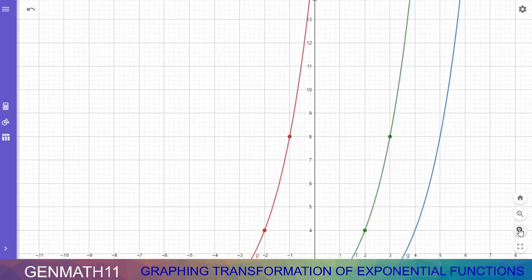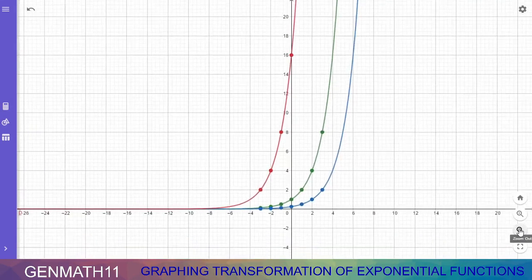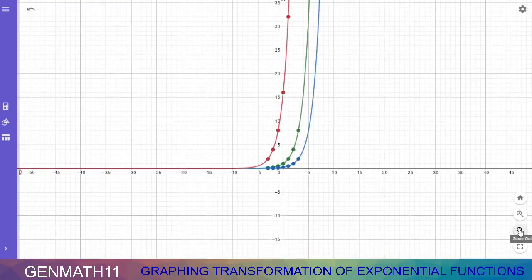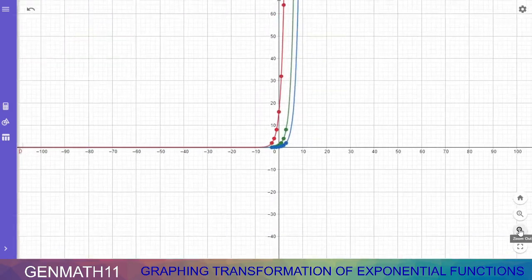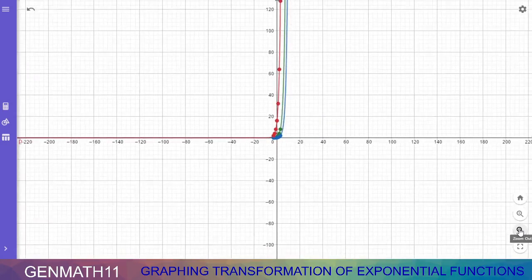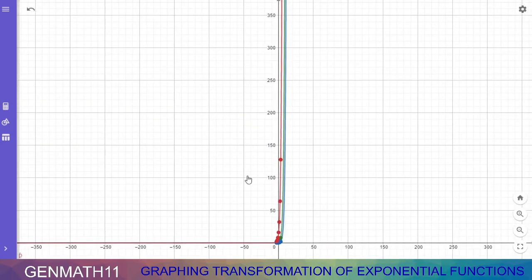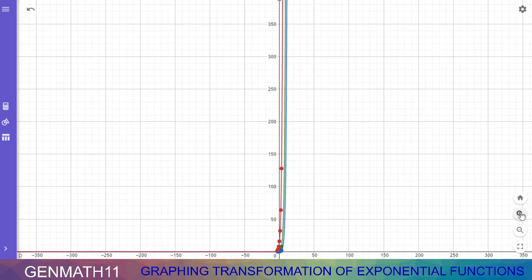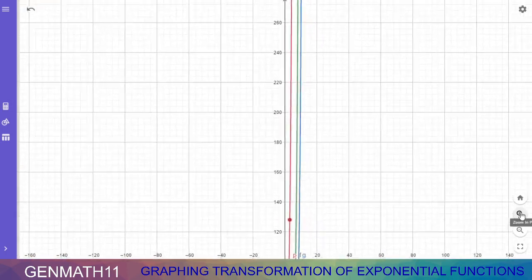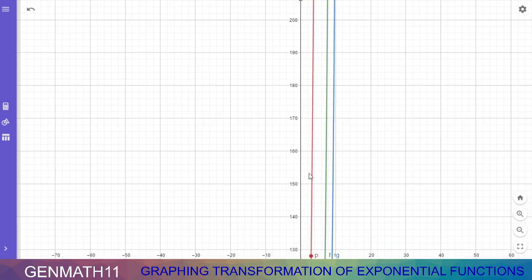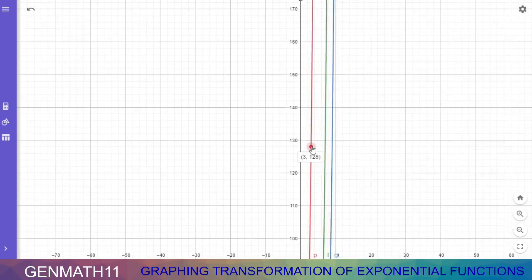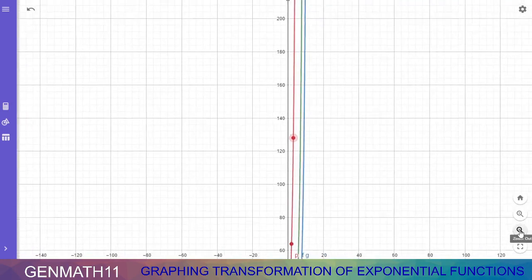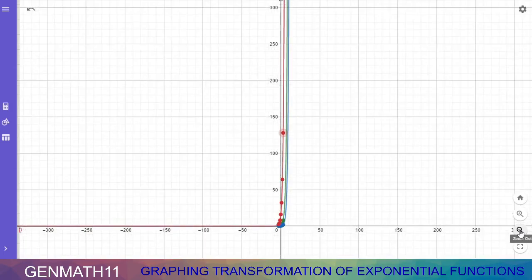So, kahit pa hanggang 128 yan, abot pa rin yan. Pakita natin sa inyo. Yan, lumabas na. Ito yung 128. Then, dito natin siya i-zoom. Ito yung 3, 128. So, abot siya. Pero kapag nakagraph siya sa graphing paper, hindi talaga siya aabot.